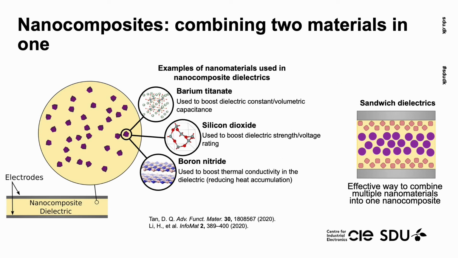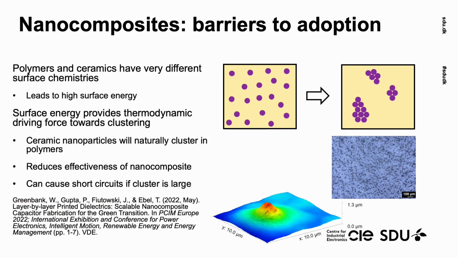We work with nanocomposites to improve the dielectric properties. We use barium titanate for increasing the dielectric constant, silicon dioxide for increasing the breakdown strength, and boron nitride to improve the thermal properties of the polymers. It is well known that the addition of nanoparticles leads to clustering of those particles due to the high surface energy, and the aimed properties were negatively influenced.